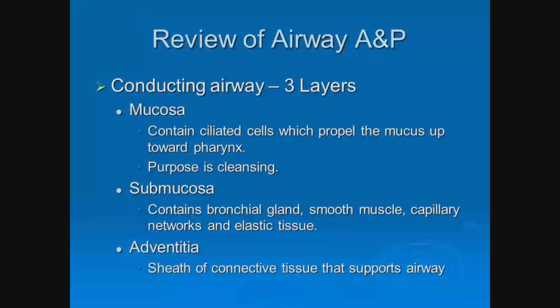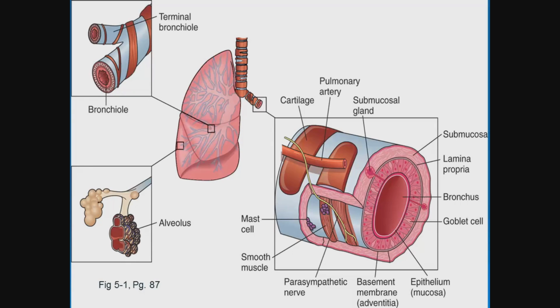All right, let me make sure I get this on here. Okay, we're rolling. So just remembering back to our conducting airways, this goes back to module A, a long time ago. We know there are 3 different levels. A mucosal level that has those ciliated cells that propel mucus up, primarily as a cleansing mechanism. A submucosal level where they have the bronchial glands and the smooth muscle and capillary networks and elastic tissue. And then there's the adventitia, which is a connective tissue that the airway is supported upon.